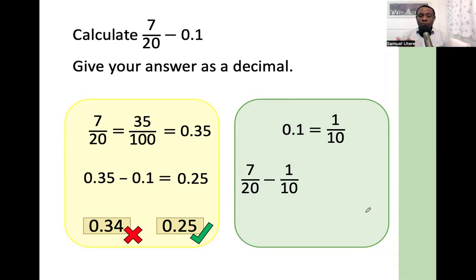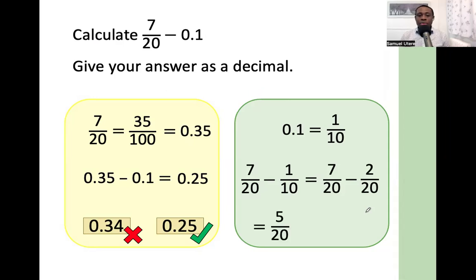All right. Of course, that should be 20. So we can simply change that one to something over 20. Of course, why? We want the denominators to be equivalent. So to change 10 to 20, you simply multiply it by 2. You have to do the same to the numerator. And that should give you 7/20 minus 2/20, which is 5/20.